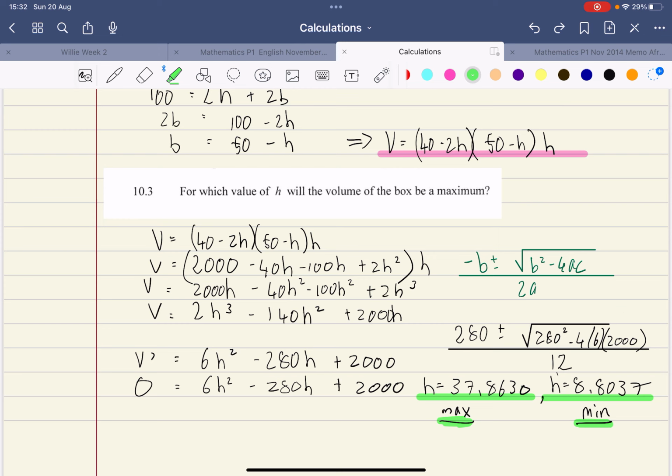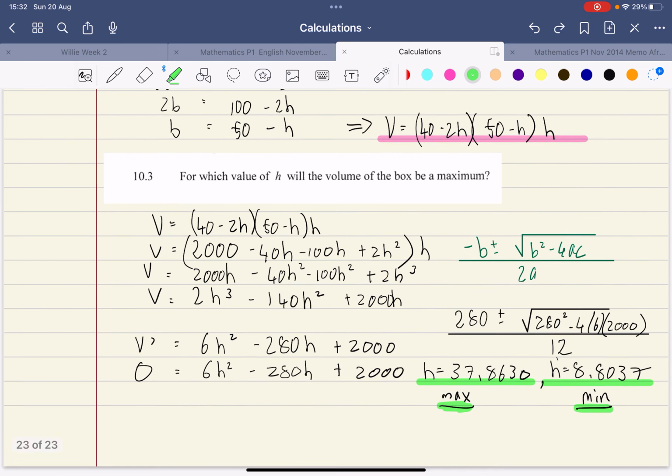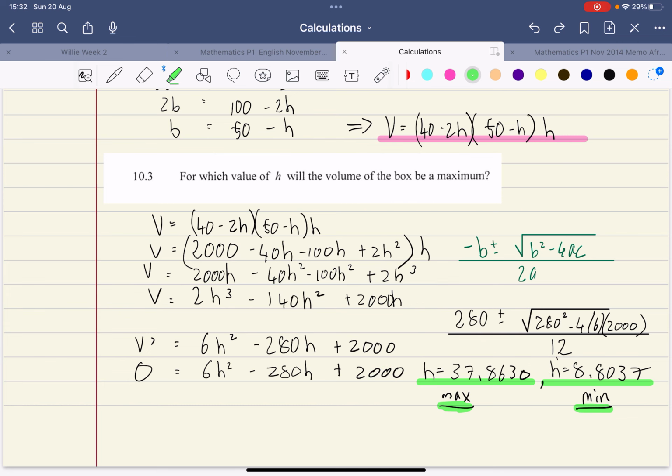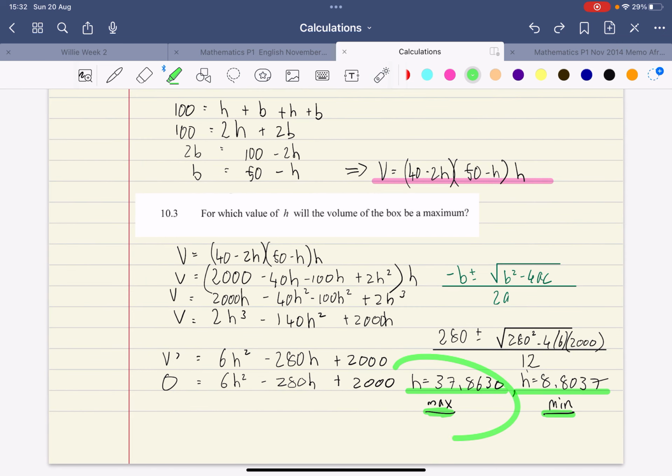And yes, that's finished. They didn't ask us to find the volume of the box when h is a maximum, so we don't need to plug this value back into our original function. We can just stop here because we've found the value of h whereby the volume of the box will be a maximum. And that is the problem solved.